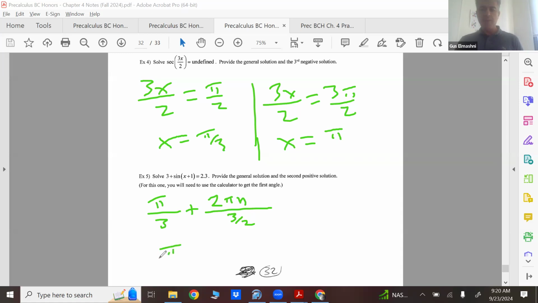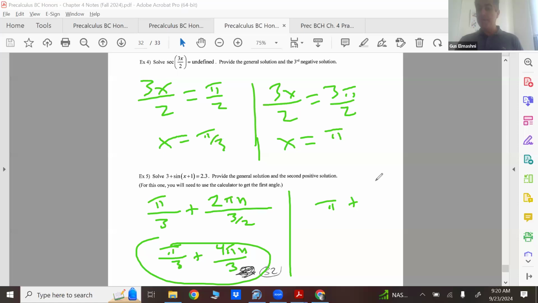Or you can write pi over 3 plus 4 pi n over 3, when you flip the 3 halves. And then here, you always divide by whatever b is, the coefficient of x, to guarantee all the possibilities. Because your period is going to be 4 pi over 3.